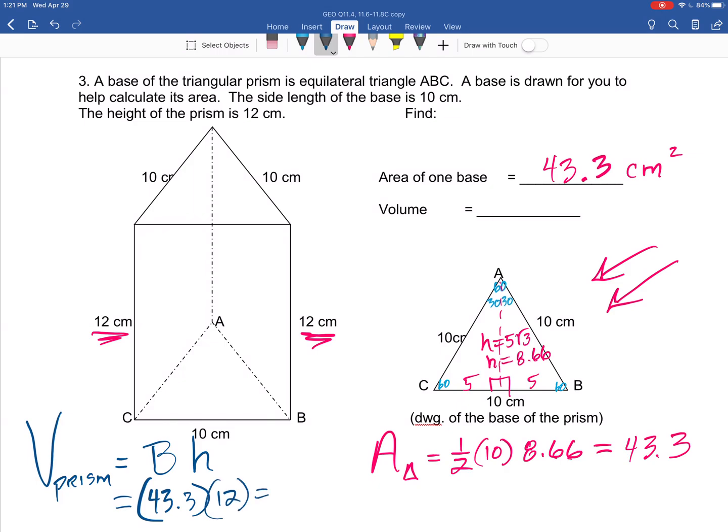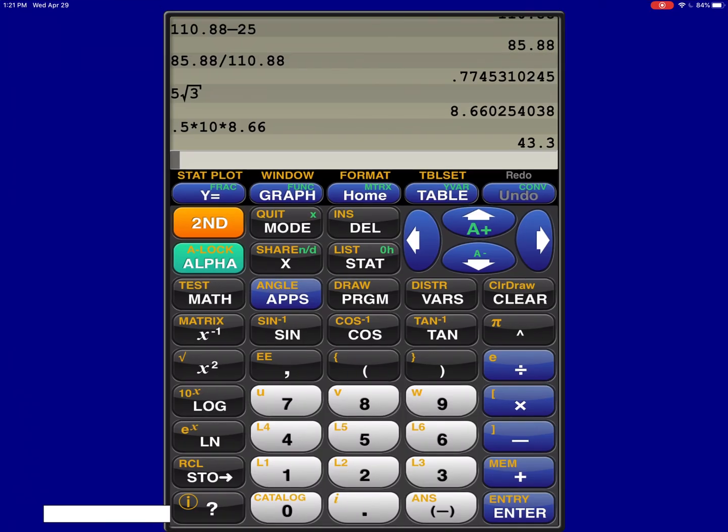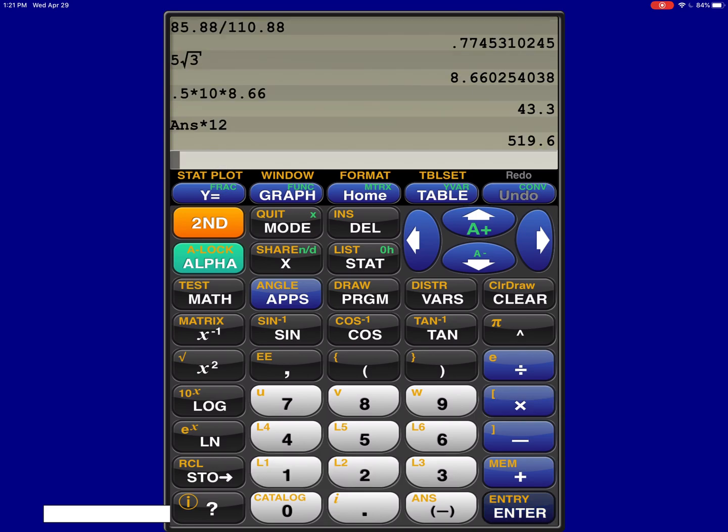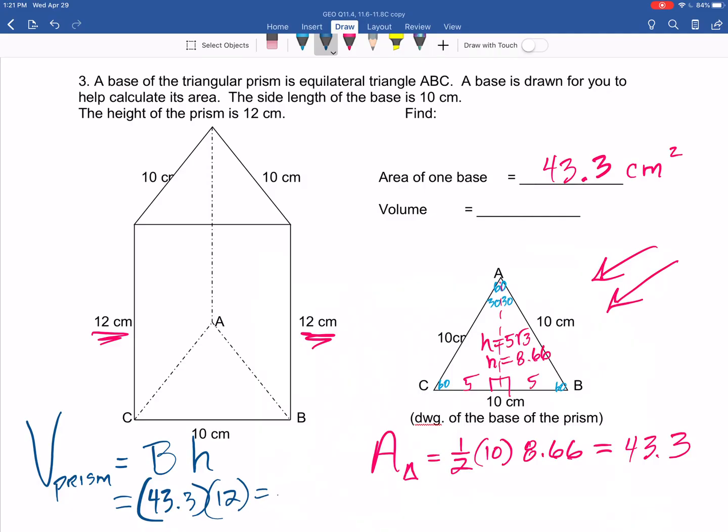We just multiply through. Okay. Take that number right there, multiply it by 12. Nice. 519.6. Okay. 519.6. Its volume. What should be the units?